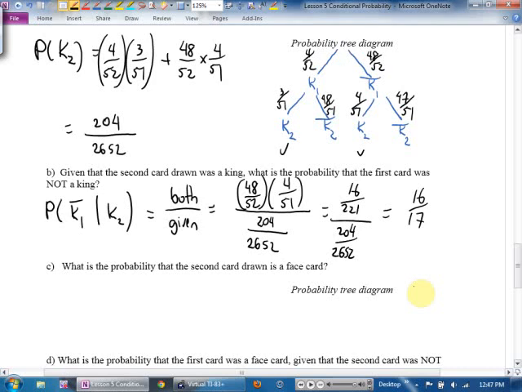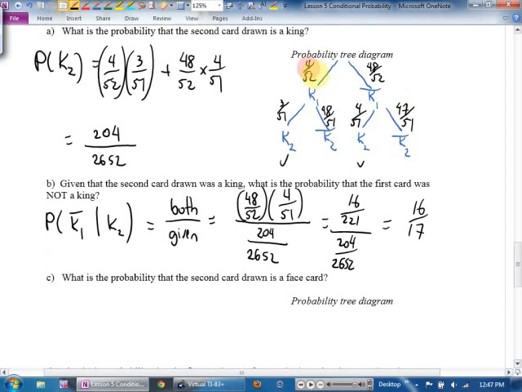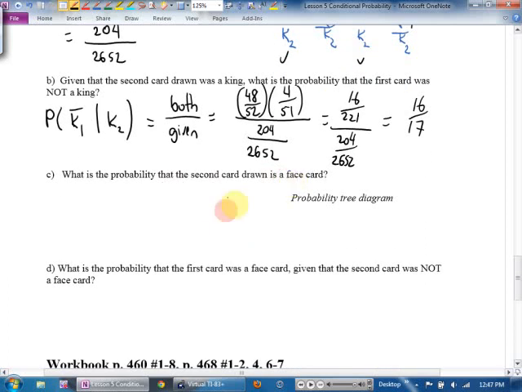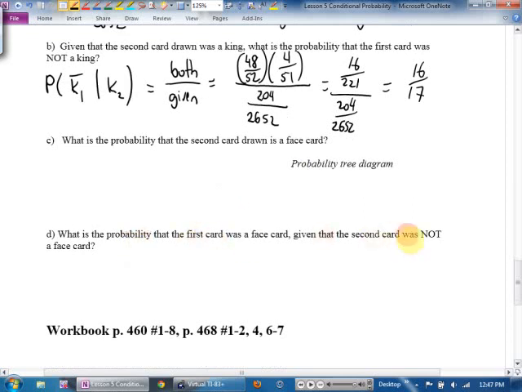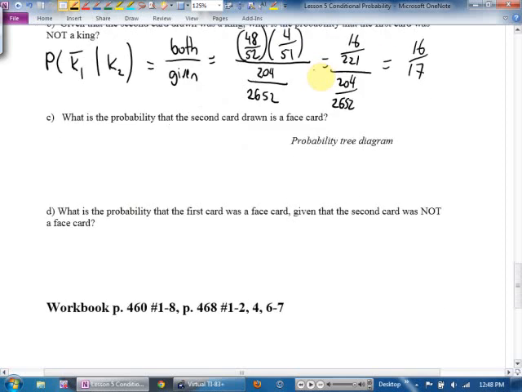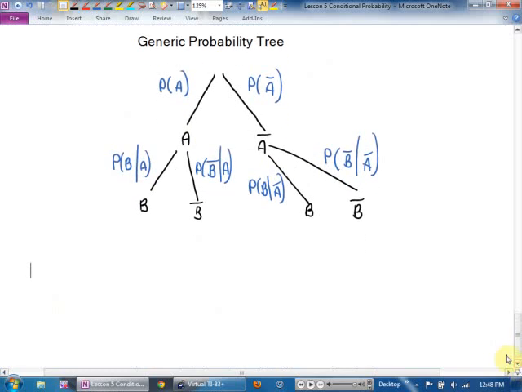Okay. Question C. Second card drawn is a face card. So we could redo this, except instead of a king, what would we have here? A face card. What's the probability of a face card? How many face cards are there in the deck? 12 out of 52, then 11 out of 51. We could do this, and that would be face card second card, and then first card was a face card. Given that second card was not a face card, you'd be doing second card not, first card was. You'd be going this way up the branch. I'm going to pass on that for a second. Instead, I'd like you to scroll down below to where you wrote your generic probability tree. A couple of conditional probability questions that the math nerd within me just loves.